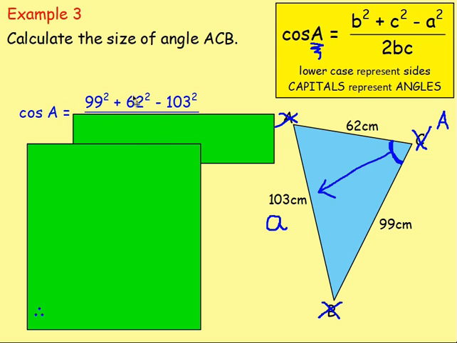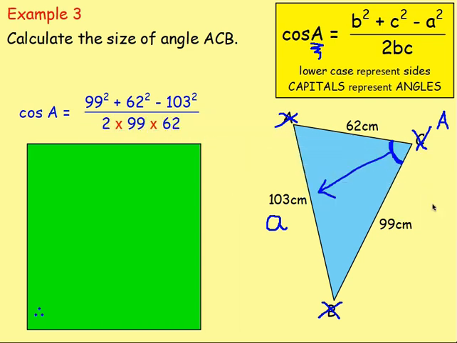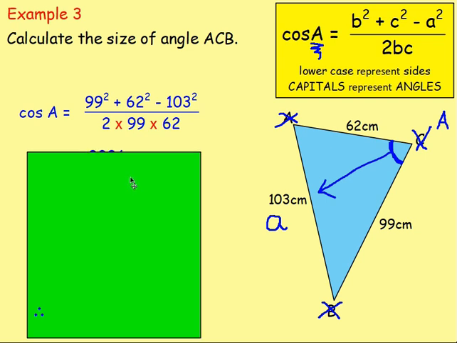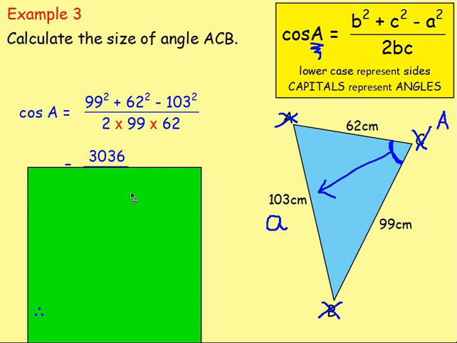So we've got the 99 squared plus 62 squared, and we're taking away that 103 squared. We're dividing that by 2bc. B and C are the 62 and the 99, so it's going to be 2 times 99 times 62. Again, it doesn't matter which order you have the 62 and the 99, you can put it back to front if you like. If you work out the top row in the calculator, you get 3036.